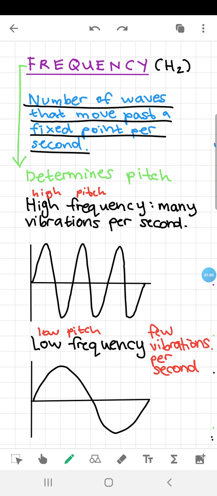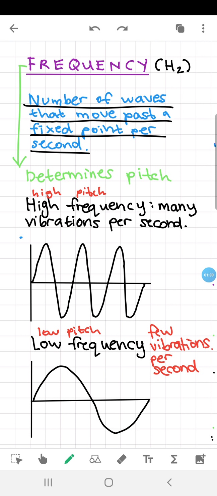I just want to do a quick recap of your grade 11 and grade 10 work. Your frequency is measured in hertz, and it's the number of waves that move past a fixed point per second. It determines your pitch. A sound with a high frequency has a high pitch. A sound with a low frequency has a low pitch. Low frequency means few vibrations per second. High frequency, many vibrations per second.